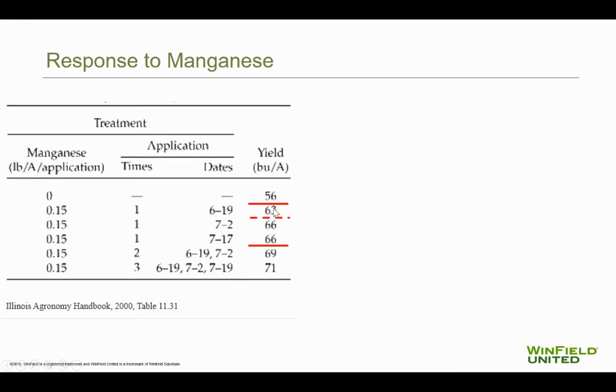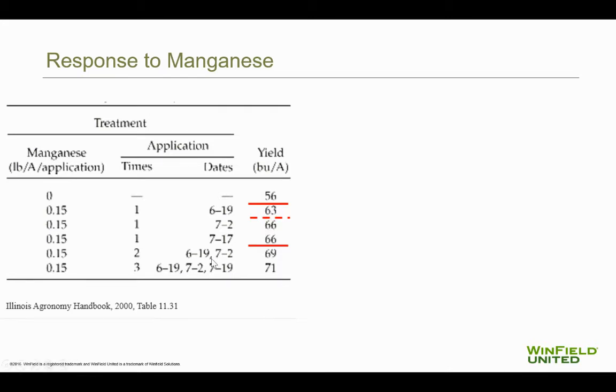We saw a little bit of bump in yield, right? We saw 7 bushels from that manganese application. But if that application occurred later into that R3, R4 timing, that more of a sweet spot, we saw a greater benefit from that manganese application. Why? Because the plant is consuming more during that time, and so it's got a bigger appetite.